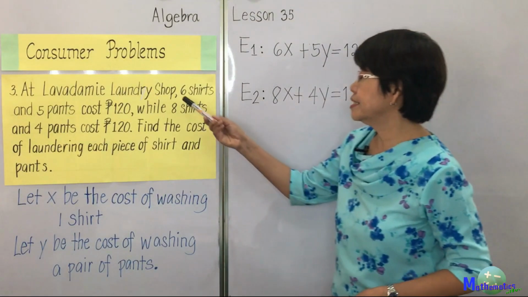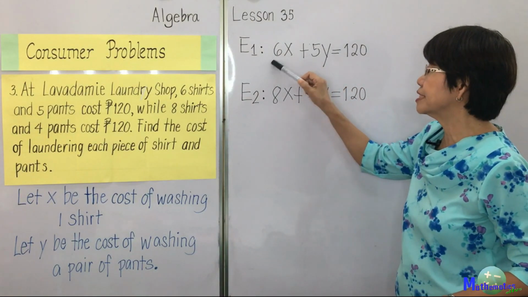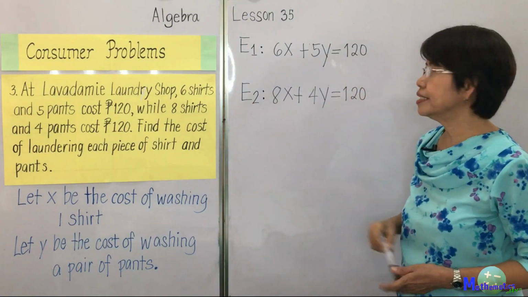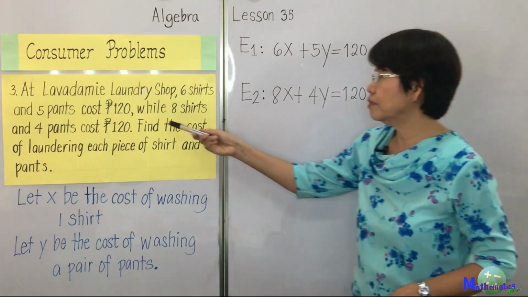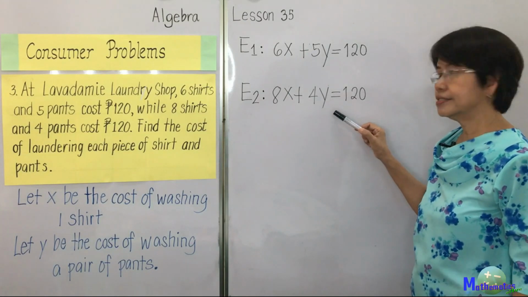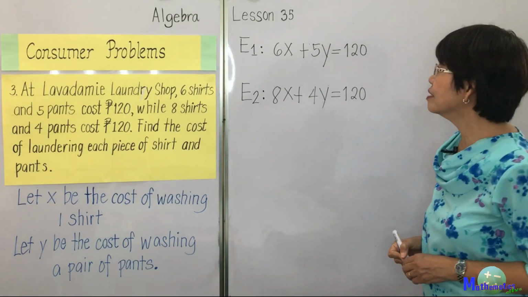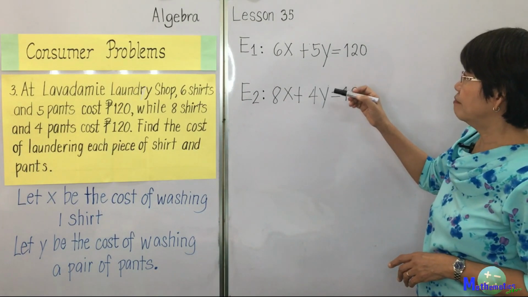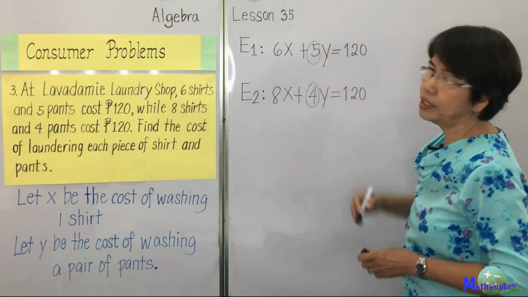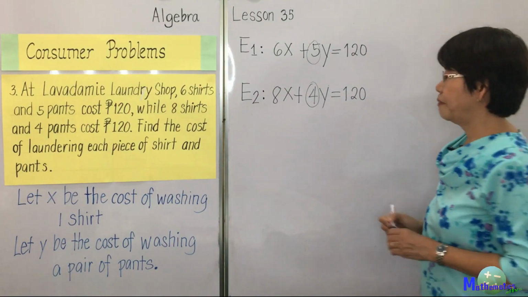Equation 1, 6 shirts. So we multiply 6 times the cost of washing a shirt, 6x, plus 5 pants, 5y, is equal to 120. And also 8 shirts, 8x, and 4 pants, 4y, is equal to 120. And we will eliminate one variable. Let's eliminate here the variable y. We have here 5 and 4, so we have to get the LCM of 5 and 4.